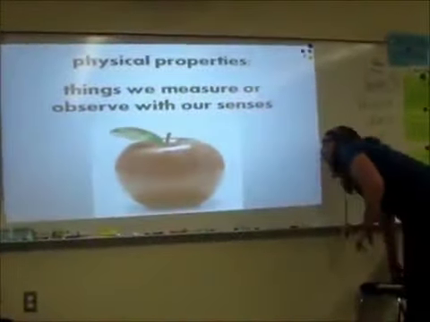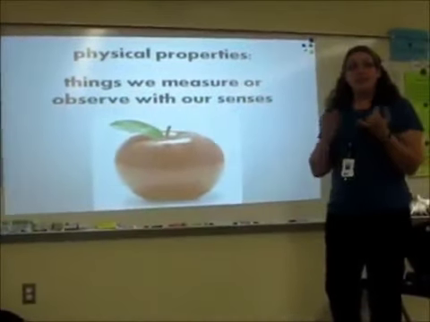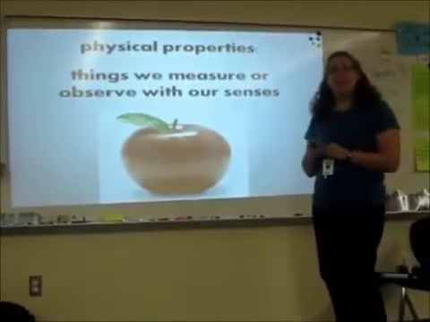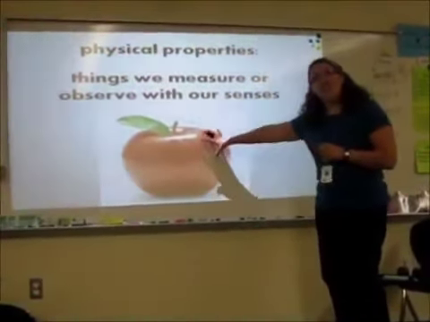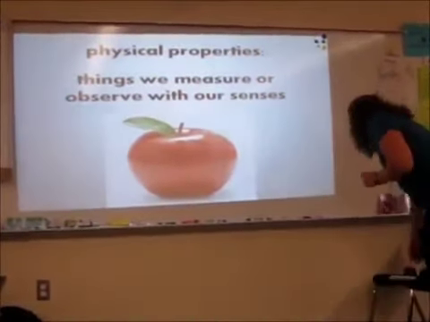Now, there are what we call physical properties. Those are basically anything that you can measure using your senses. These are things you see, you touch, you hear, things that you put on the scale and measure. If you can actually touch it or sense it to observe it, then it's what's called a physical property.